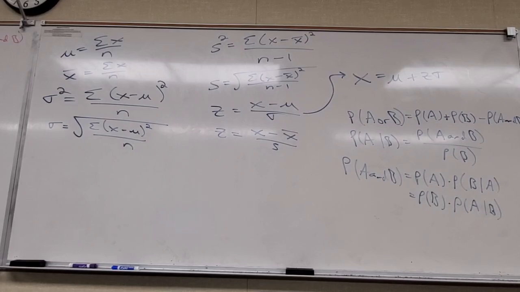Who remembers, if A and B are independent, what would the probability of B given A be? 0? 1. If they're independent, would B care that A happened? No. So the probability of B given A would equal the probability of B.